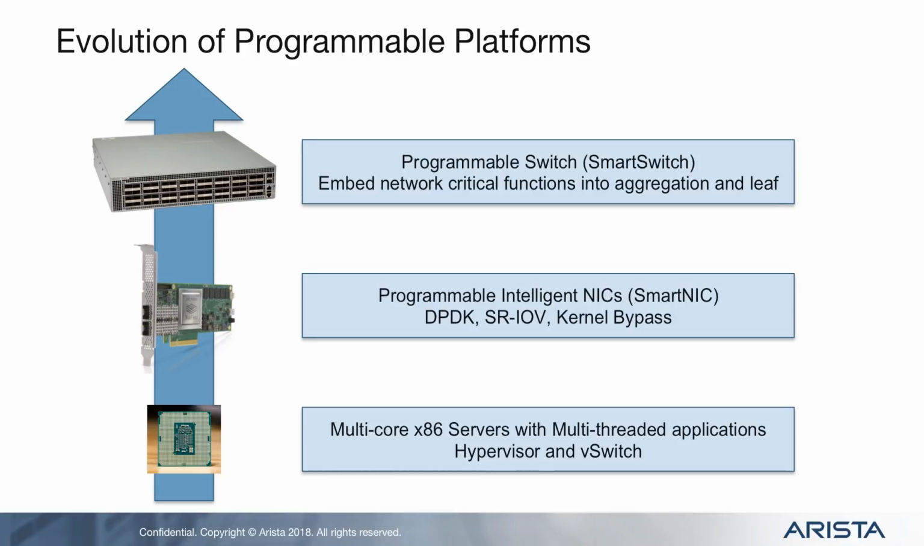And if you look at that and extract the benefits of that and see how we can leverage that into a programmable switch, you end up with effectively a smart switch, where it's possible to take a series of these network critical functions and embed them back into the network itself, in both the aggregation tier and the leaf tier. So not only offloading the x86 to an intelligent NIC, but now offloading the intelligent NIC into the programmable smart switch.